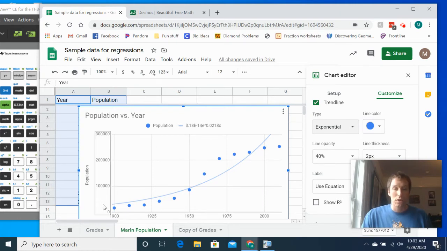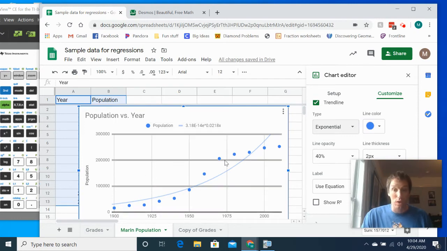Now, here's the good news. This is the right graph. It's the right equation. It's just a different format than you're used to writing it. So we don't want to put this on your project. We can use the graph. The graph's great, but we don't want to put this on your project because this is the wrong format.